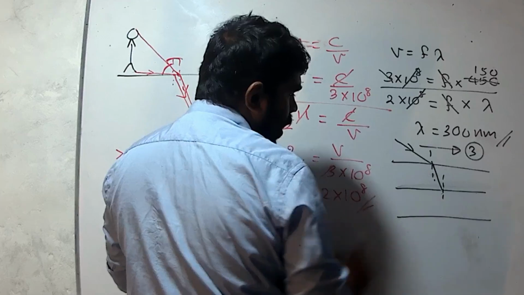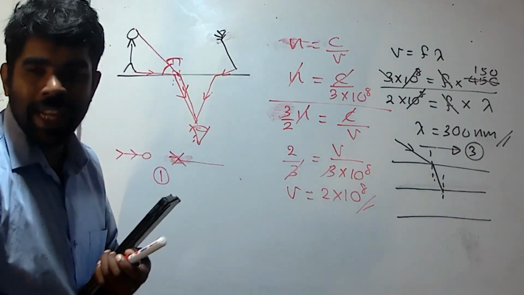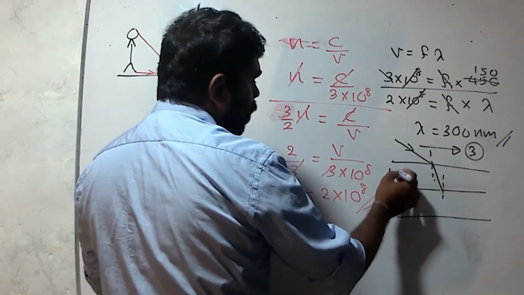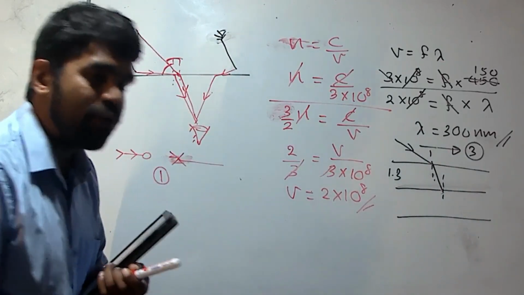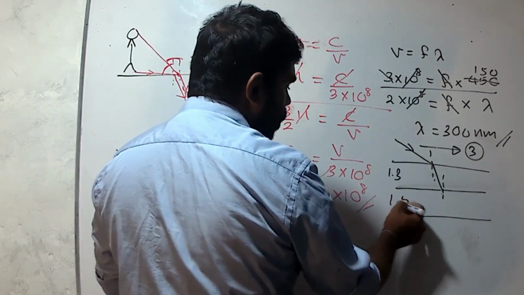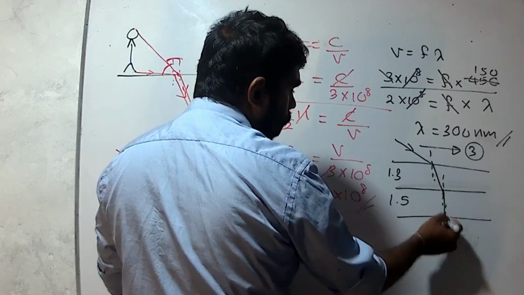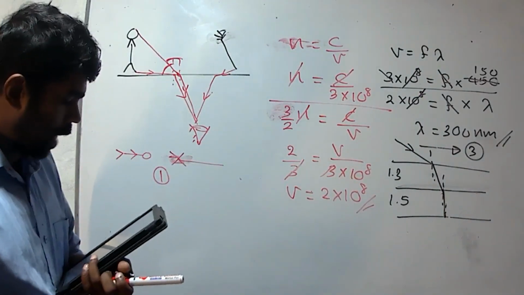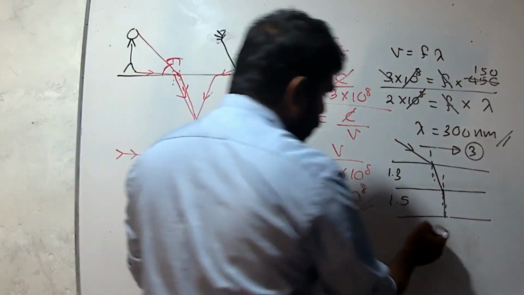Then when considering the water-glass interface, the refractive index of water is 4/3, which means approximately 1.3. The refractive index of glass is 1.5. Then again it is moving towards the perpendicular line. Then the answer should be 5 for the question.